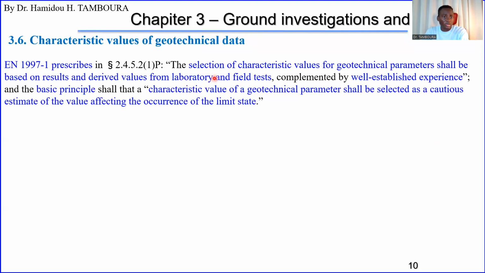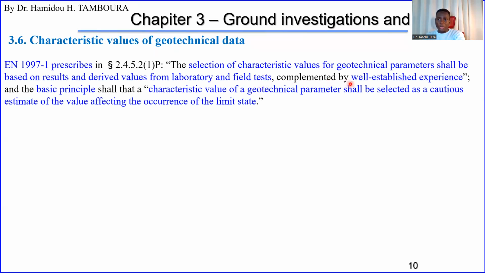In Eurocode, the first part of Eurocode 7, in this section, you can find that it says the selection of characteristic value for geotechnical parameter shall be based on results and derived values from lab and field tests. This derived value, we have defined in the previous video. These derived values are the values obtained from the lab test and or field test.